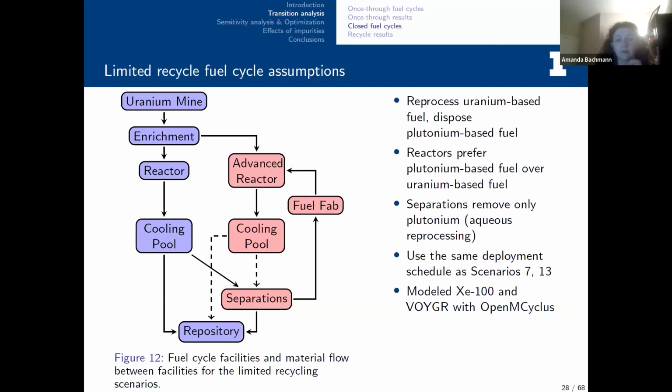And then model the XU100 and the Voyager with OpenM Cyclus. The separations start in 2020, so you have about 5 years in order to get separated material that you can then use for your advanced reactors. And then, like I said, I varied if the TRISO UNF was going to be reprocessed because of current technical limitations on reprocessing TRISO fuel.